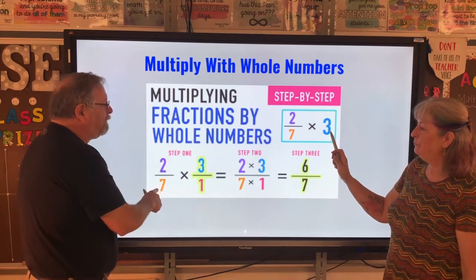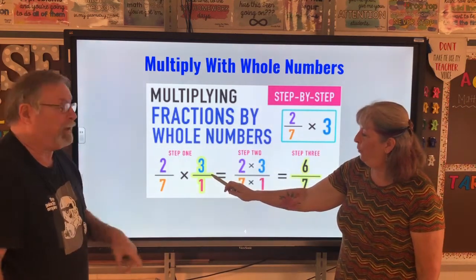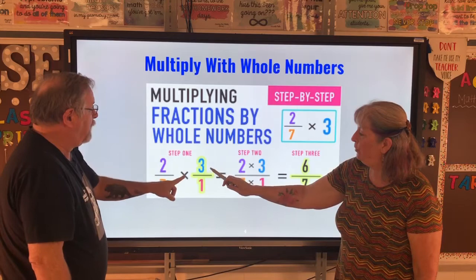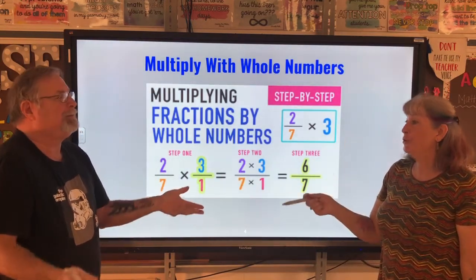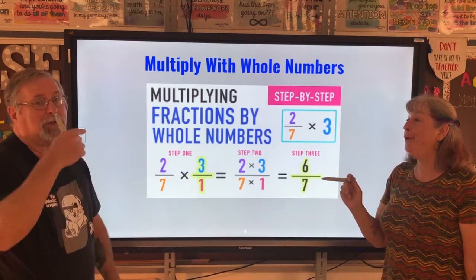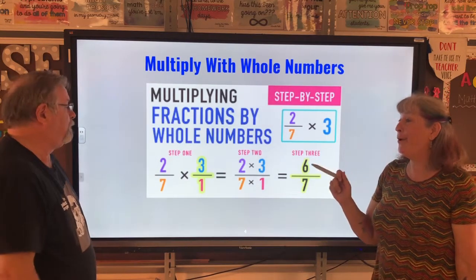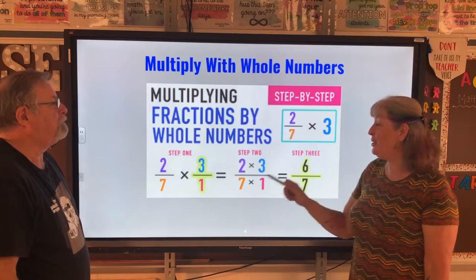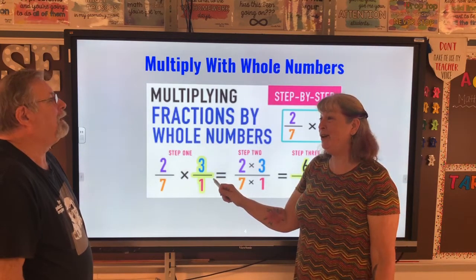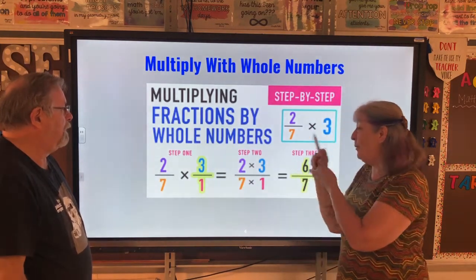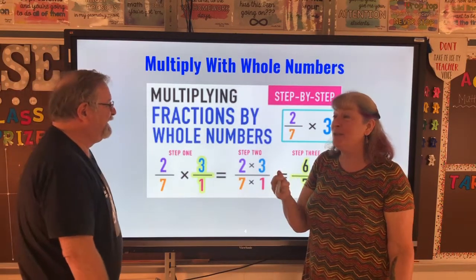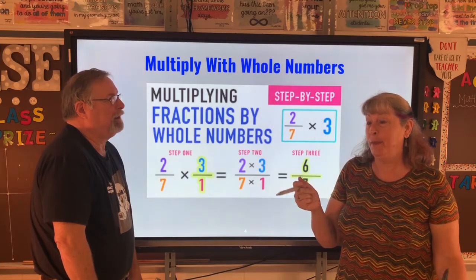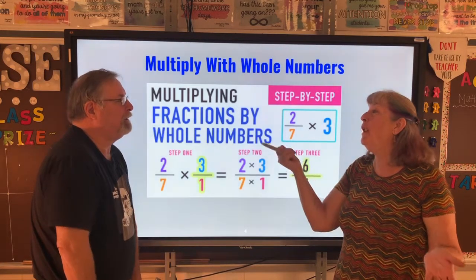So if you look down here where it says step 1, we rewrote it. We made the fraction, and then we made the 3 look like a fraction because 3 over 1 means the same thing as 3, or 3 divided by 1. One of my partners said, when you have a whole number, you just put a 1 under its butt. To take the whole number and make it a fraction, put a 1 under its butt.